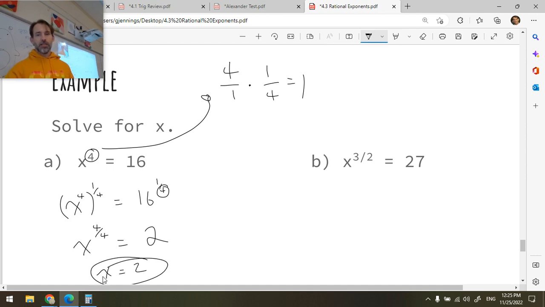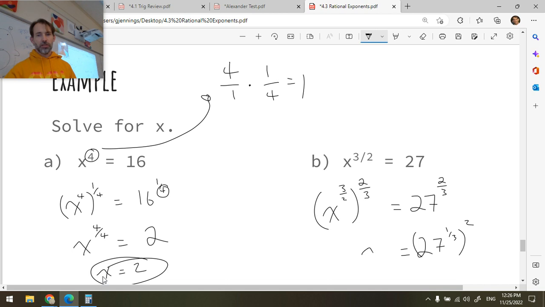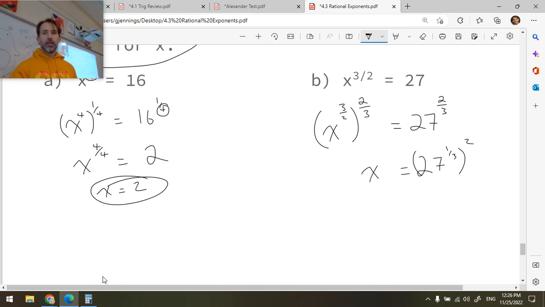Done. In this case here, I have x to the 3 over 2, and I'm going to raise both sides to the, you guessed it, 2/3. And now 27 to the 2/3 is a problem we've already solved. It's 27 to the 1/3 squared. Just break up that fraction into two pieces. X to the 3/2 times 2/3, that's just x. That's x to the 1. And then 27 to the 1/3 is 3. So x is equal to 3 squared. X is equal to 9.